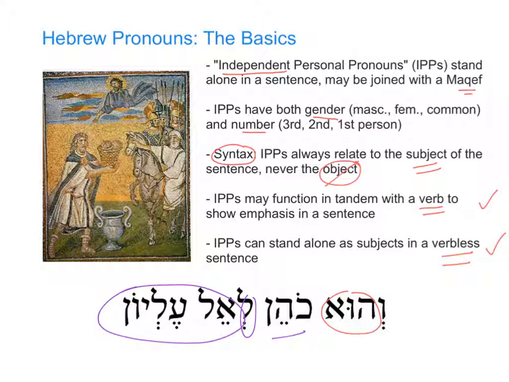And we're able to do that because we have this independent personal pronoun that tells us the subject, and the subject is he. The subject is this guy right here, Abraham. So that's the basics, probably more than the basics, to be honest with you, but those are some of the things we want to know about these pronouns. They stand independently, they're inflected for gender and number, they always relate to the subject, and they can be used to emphasize the verb in a sentence or indicate the subject in a verbless sentence. So why don't we move on now and have a look at our master paradigm.